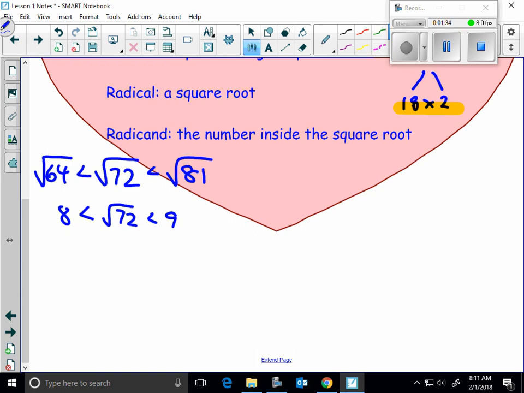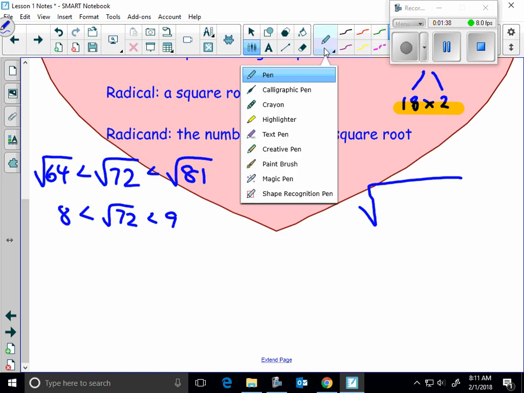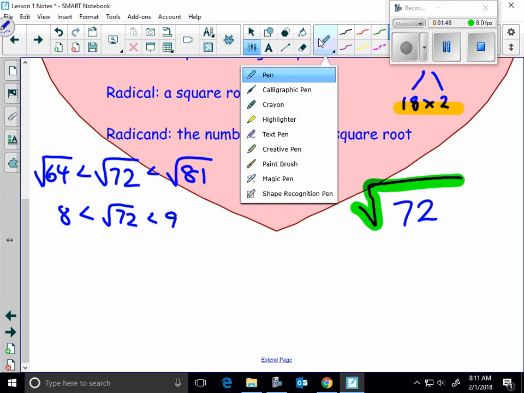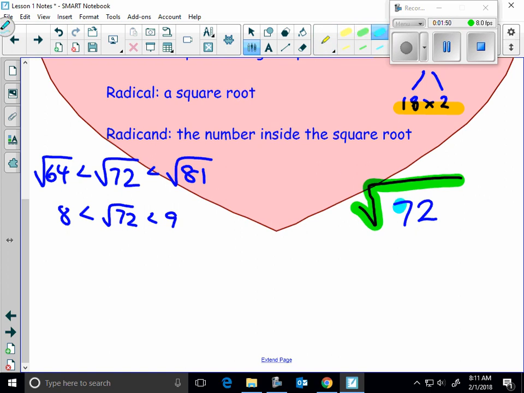All right, so how do I do that? Well, I take this radical. This is the radical piece. That's the radical. This item inside is called the radicand. Radicand. Okay, and I'm going to look for factors of that radicand that are reducible in a square root.